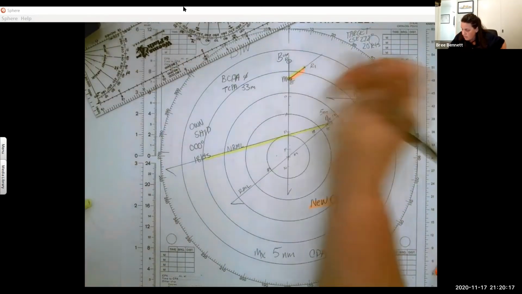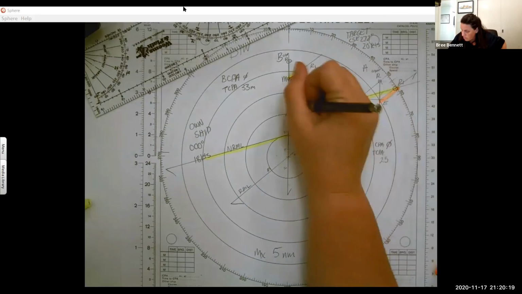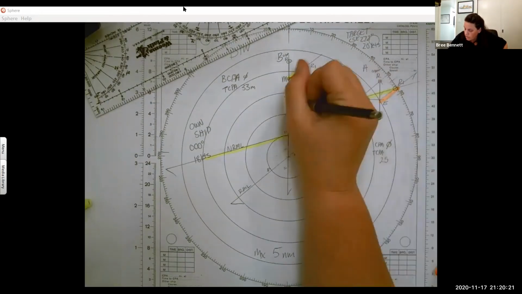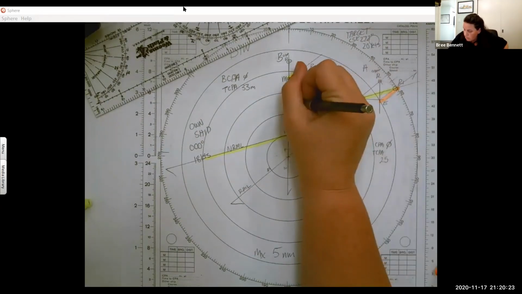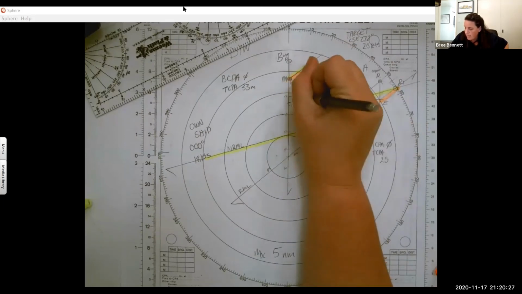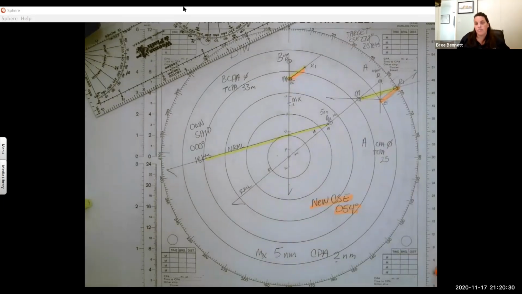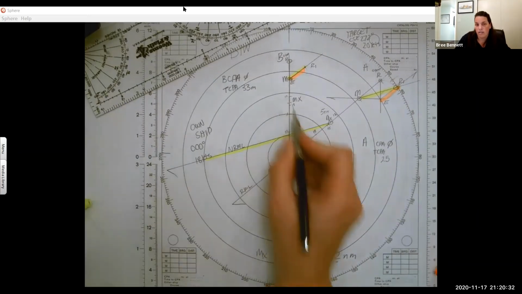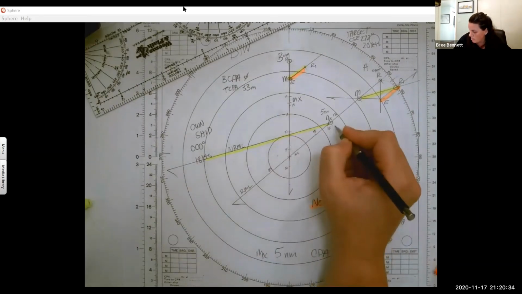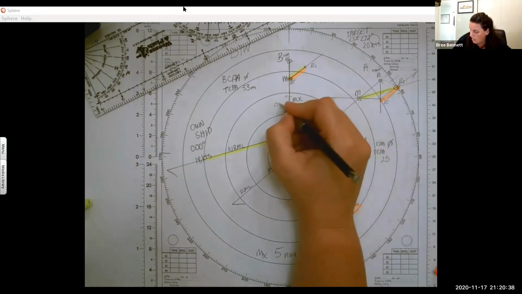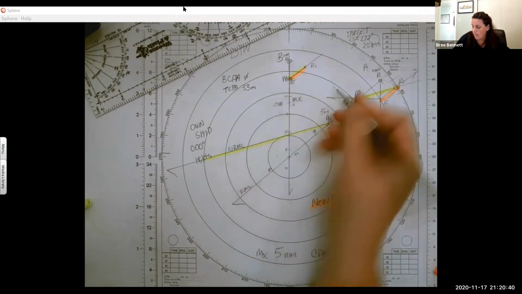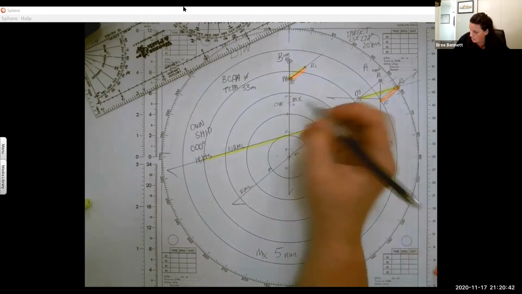That's at minute 15. So minute 14 would be right about here. So I'm going to call that my MX. So this was at 0914. This was at 0914. That is where my MX is.